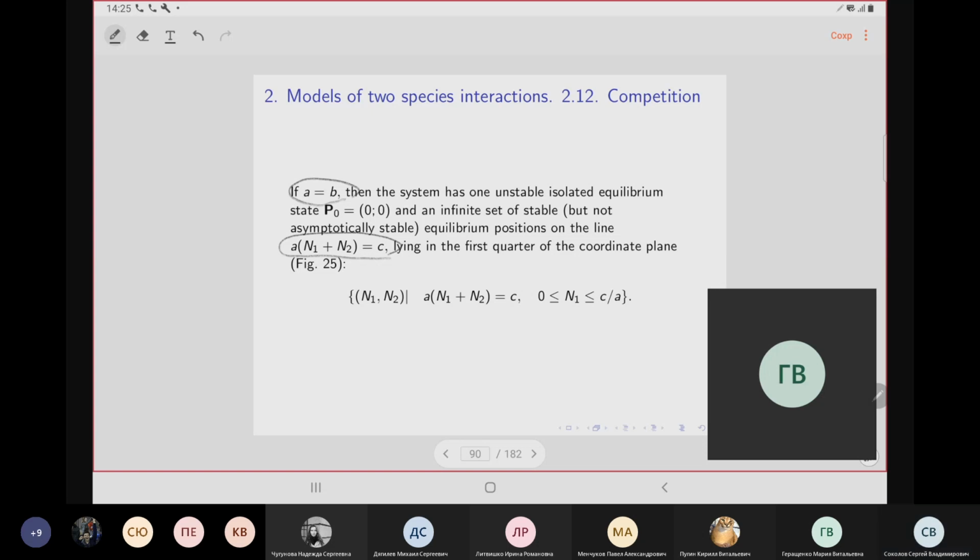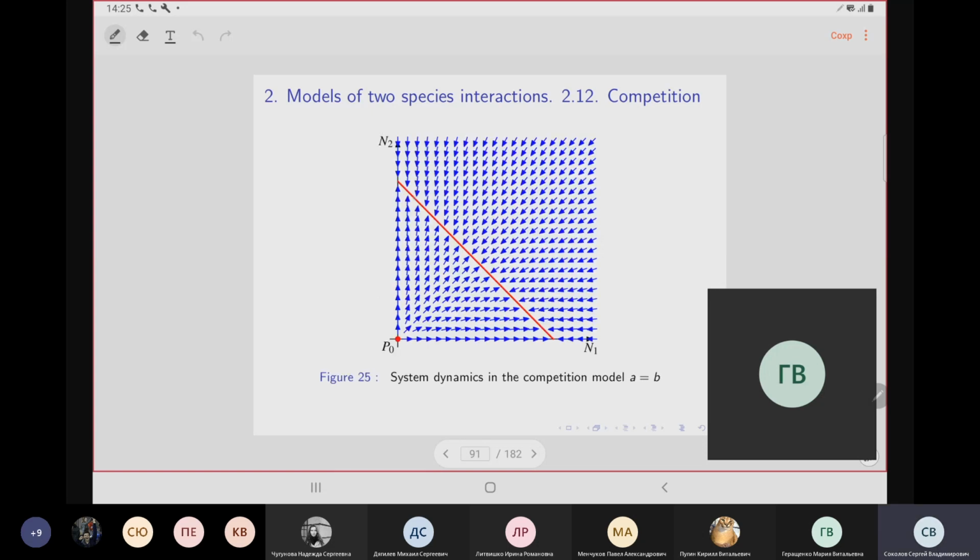And we can see that this line is in the first quarter of the coordinate plane. So all the red line is equilibriums, and our curves are close to simply the lines. Every one of these points is stable, but not asymptotically stable. What does it mean? For sure, we'll never see it in the real biological models. There is a rule in real biology. We never consider any equalities.